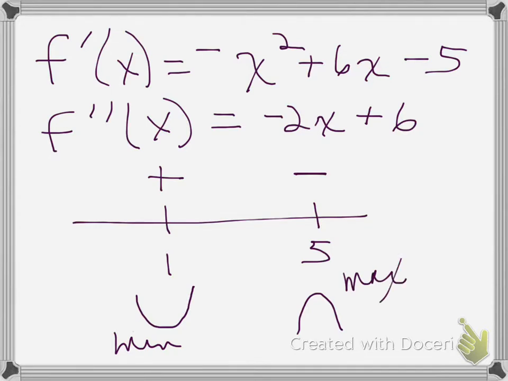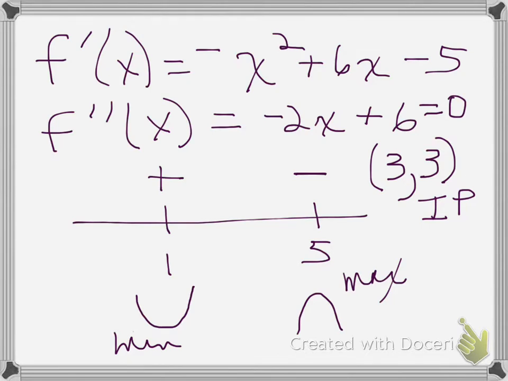Now I would assume that because my concavity is different, someplace between 1 and 5, I'm going to have an inflection point. Well, where would that be? Set your second derivative equal to 0, and you get an x value of 3, and if you plug that 3 back into the original function, I will get a y value of 3, and that is my inflection point. So based on that, I should be able to get a sketch, and let's do our sketch on the next page.